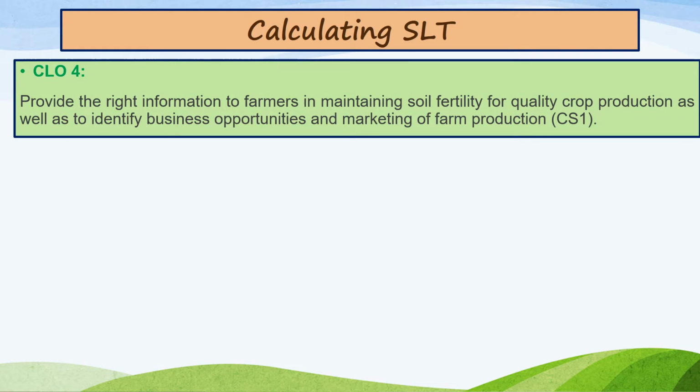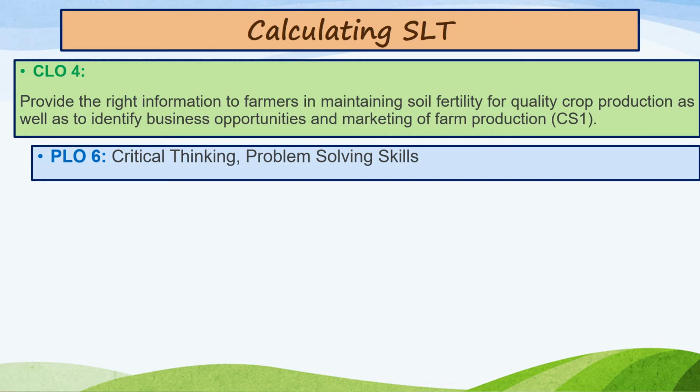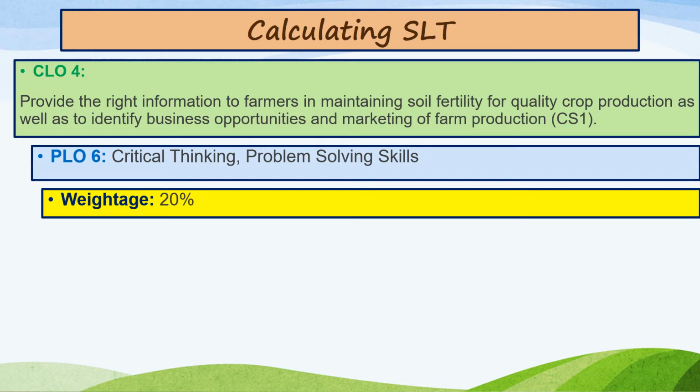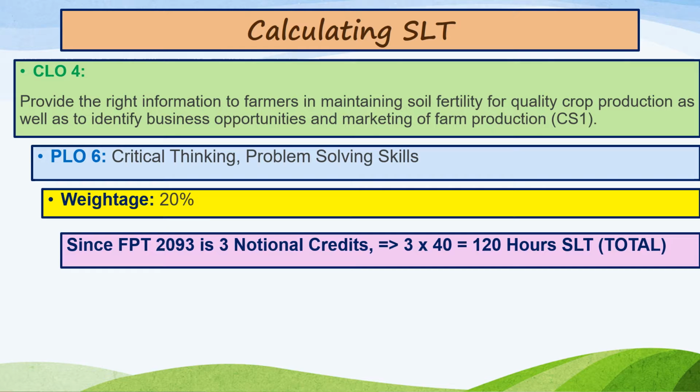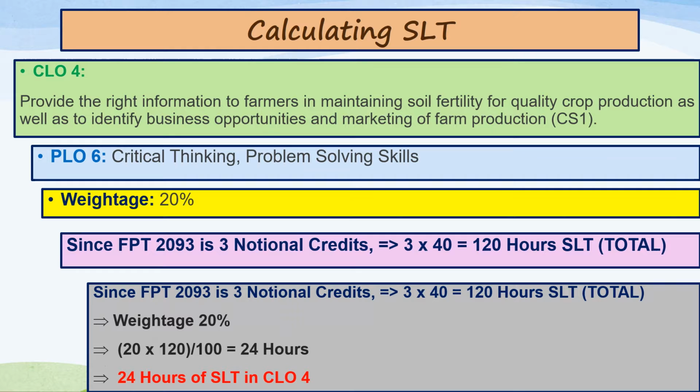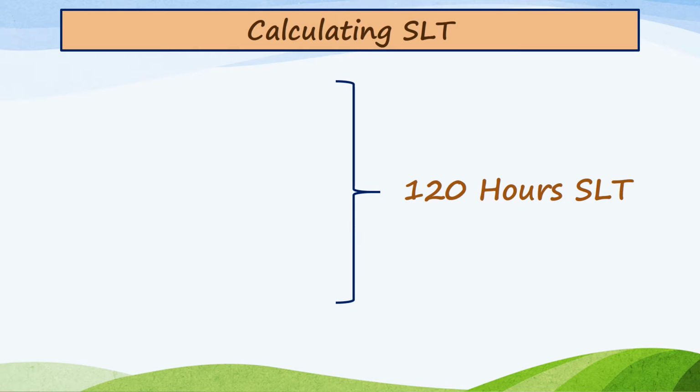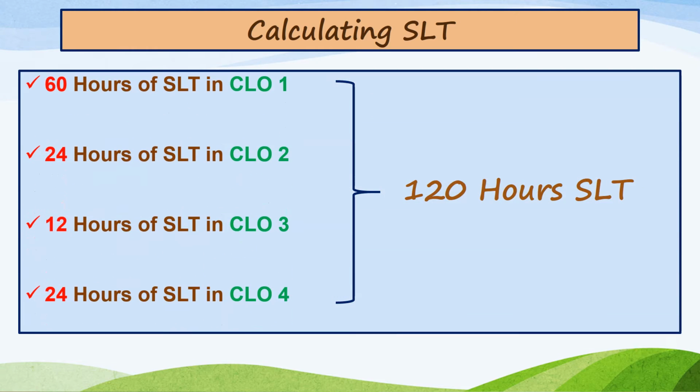The last CLO is Communication Skill Level 1. It is mapped with PLO number 6, which is Critical Thinking and Problem Solving Skills. It has a weightage of 20%. Since this course has 120 hours of SLT and a weightage of 20%, thus 24 hours of SLT is allocated for CLO number 4. By summing up all the SLT allocated for all the 4 CLOs, we will get a total of 120 hours of SLT.